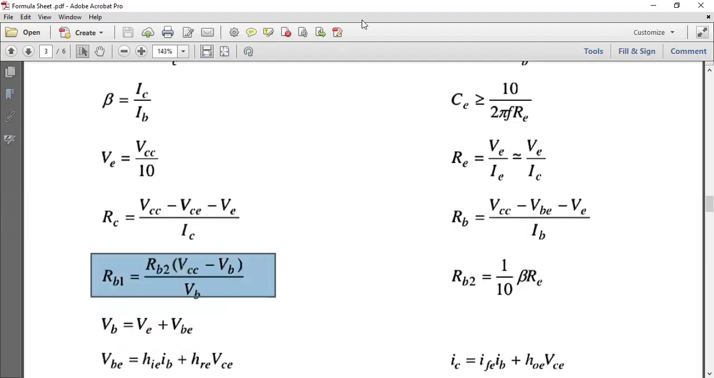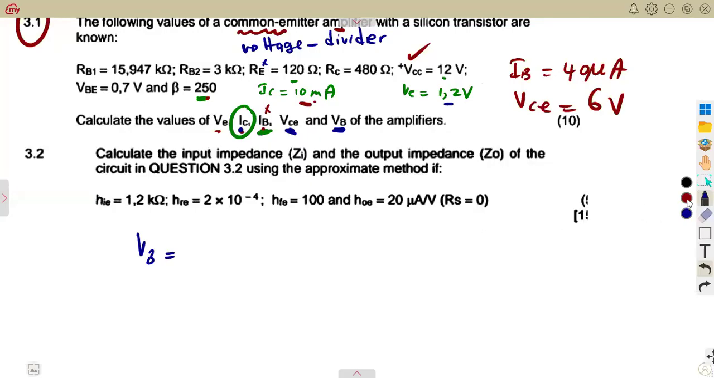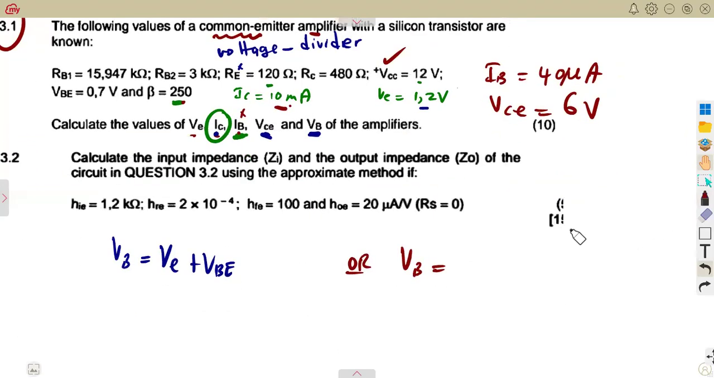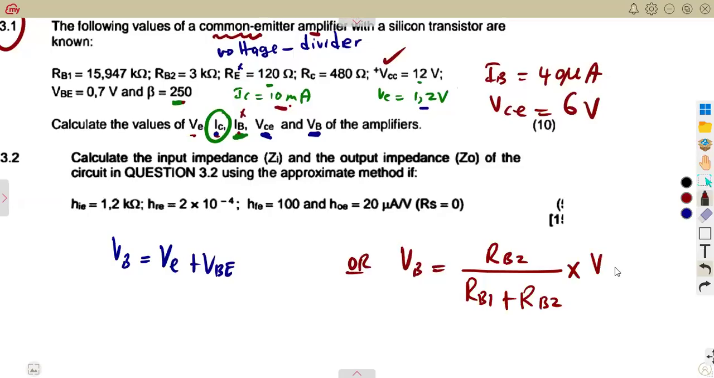From there, VB is going to be written as, all right, let me just write these formulas, guys. But I think I listed these formulas in the introduction, so you can also relate from the introduction video. The first one is VE plus VBE, which is going to give us VB, or we can calculate from the voltage divider, those RB1 and RB2. The formula is RB2 over the sum of RB1 plus RB2 times VCC. So this can give us the value of VB.